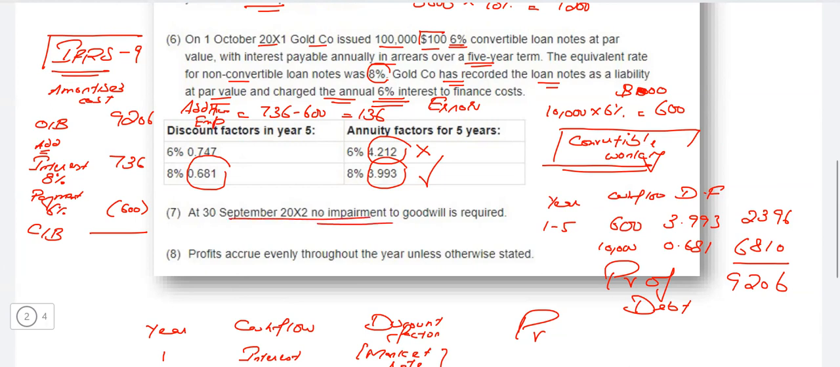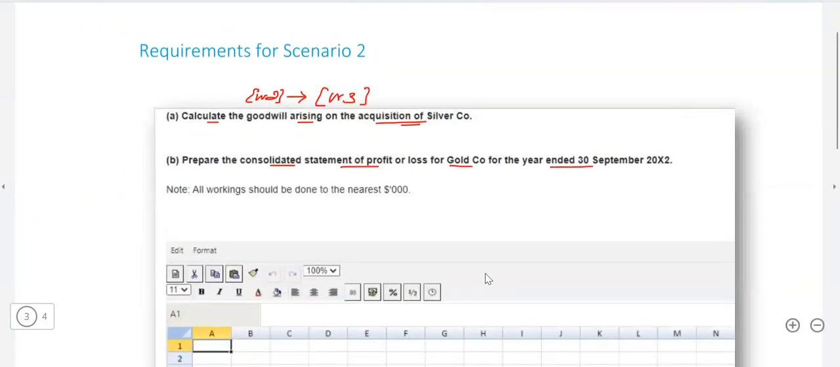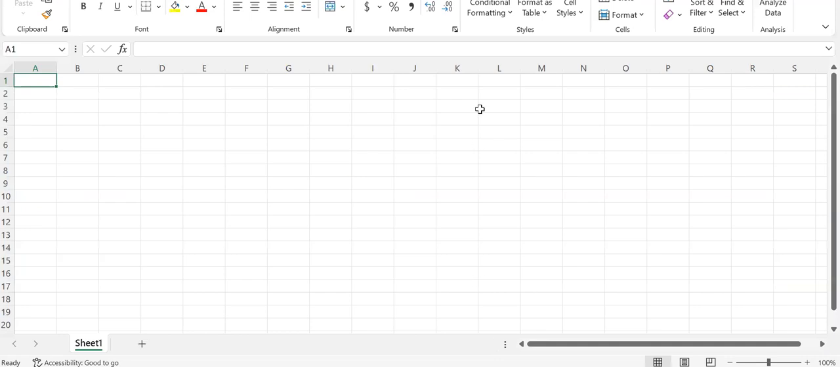No impairment in the question, so that's a good thing to know. Profits accrue evenly through the year, so that is being given because we can do the pro rata thing straight away. And we have this requirement. So first of all, let's calculate the goodwill.